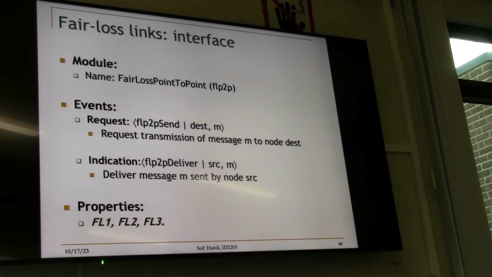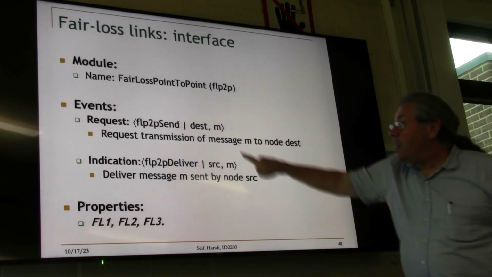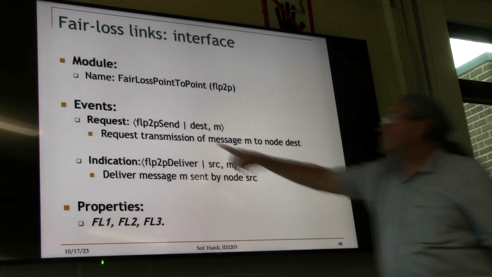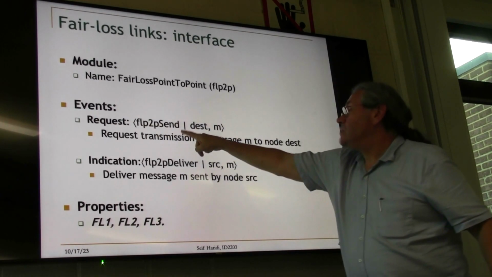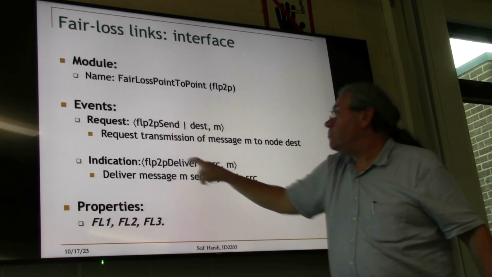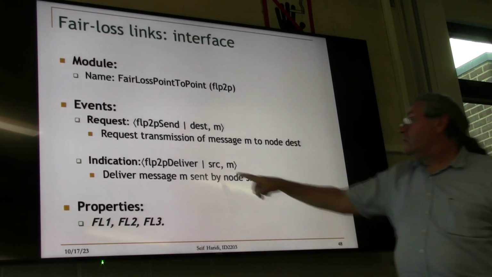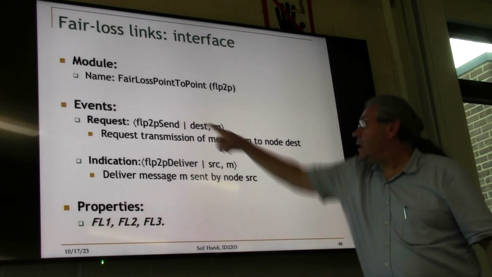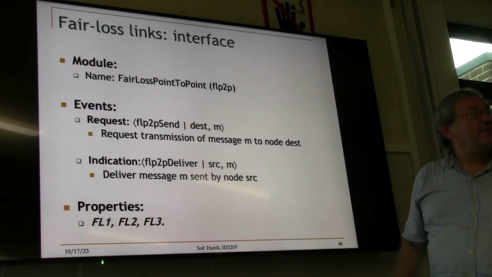And I will make a formal definition of this. So this is a module. There are two events, a request and an indication. Remember, the request goes down and the indication comes up. And this is like a record. FL P2P send is like the label, it's the type, and these are the arguments. FL P2P deliver: the source identifies the source node, and the destination identifies the destination node, in whatever form you want. We're not going to make any assumption, and M is the message. So that's the API. It's clear?